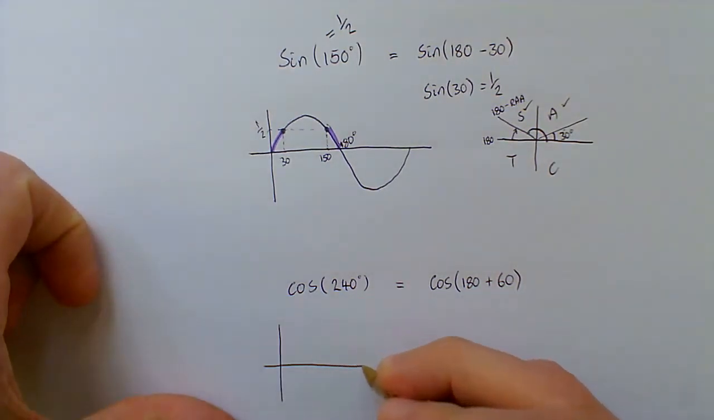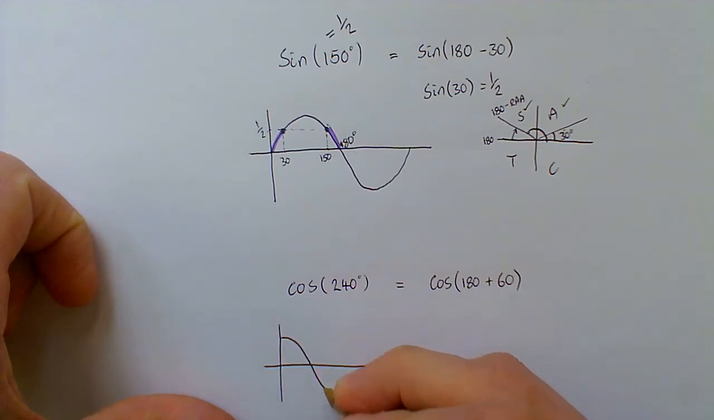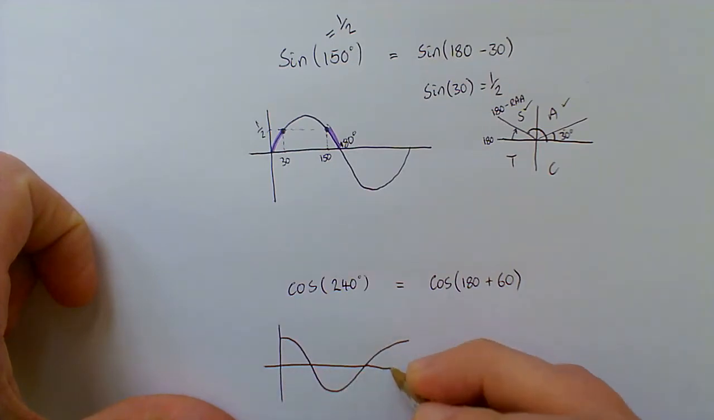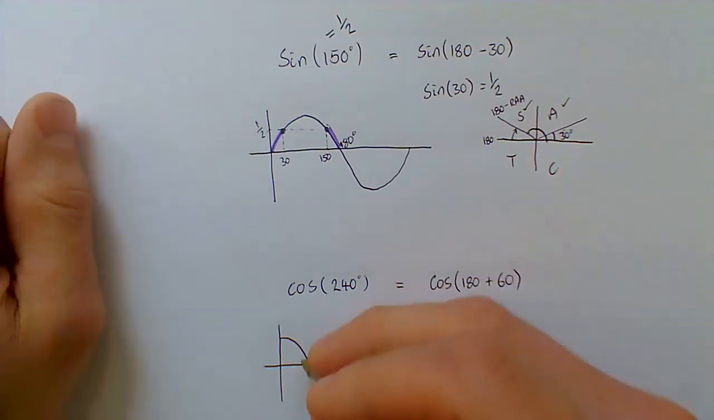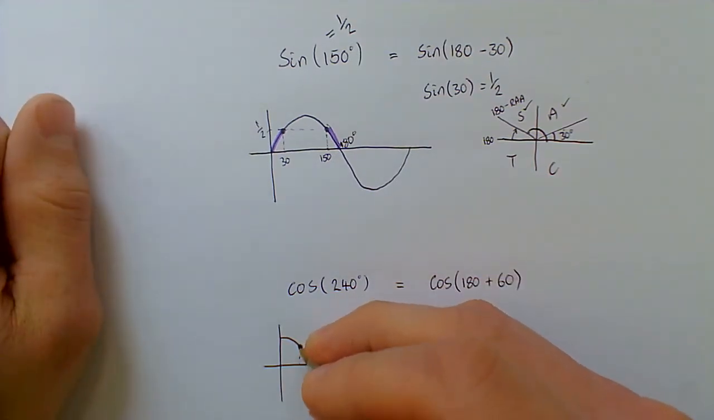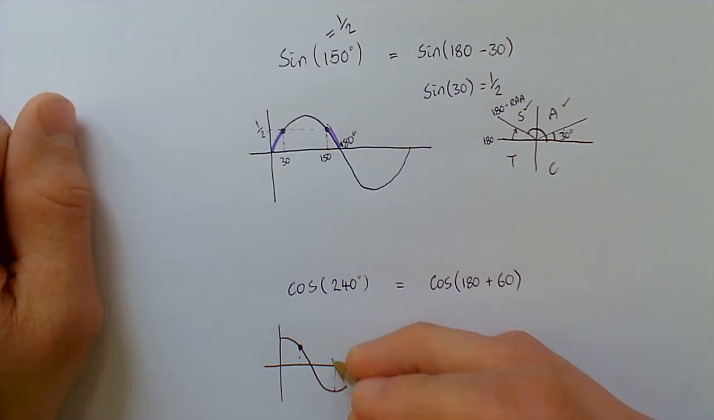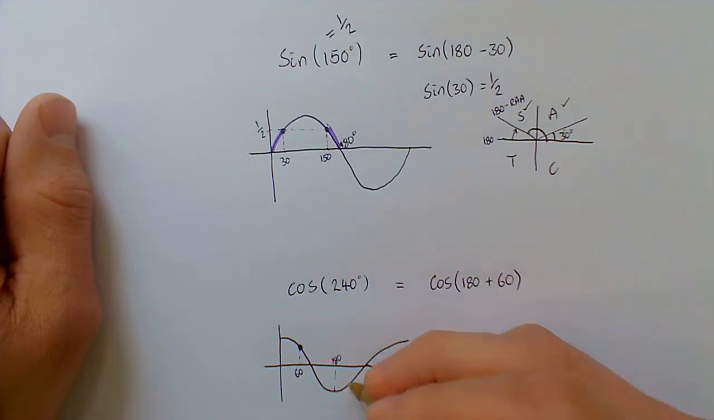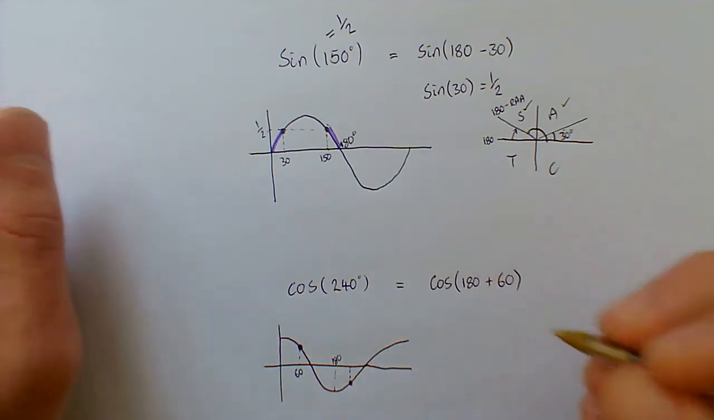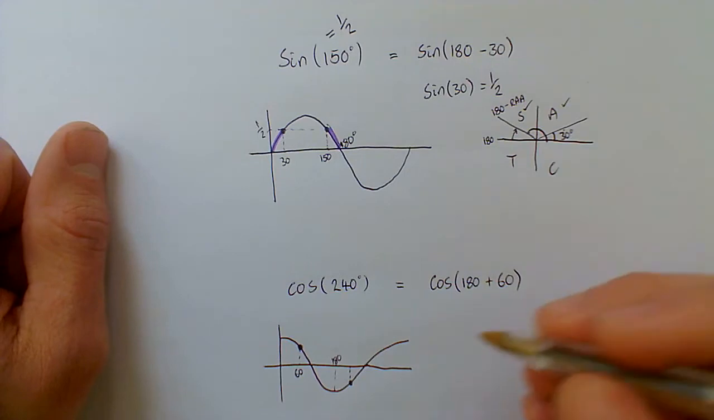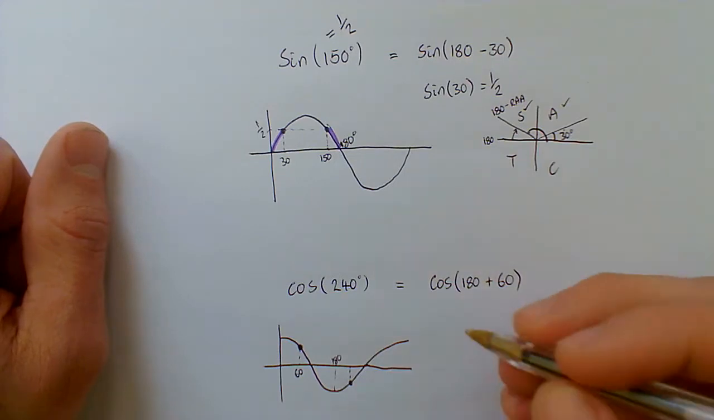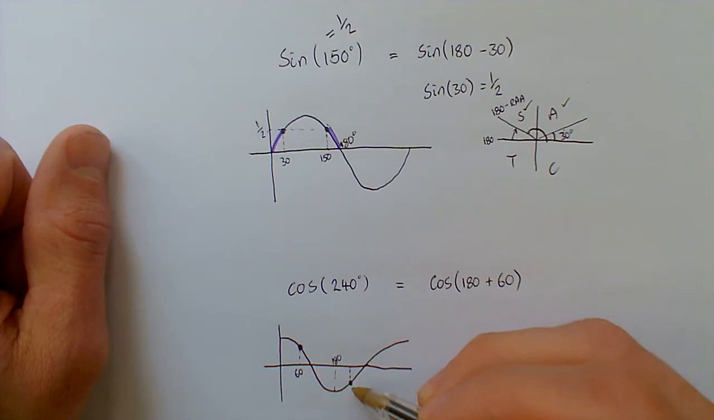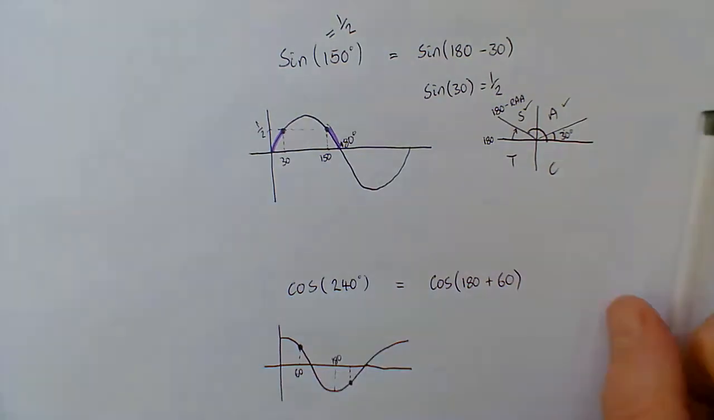If we draw our graph, sorry, I went a bit wonky at the end. Cos of 60 is up here. There's 180. But now we can see that cos of 240, well, this is 270, so 240 is somewhere in here. Cos of 240 is definitely not quite the same thing going on as up here, because this one is down negative and this one is positive.